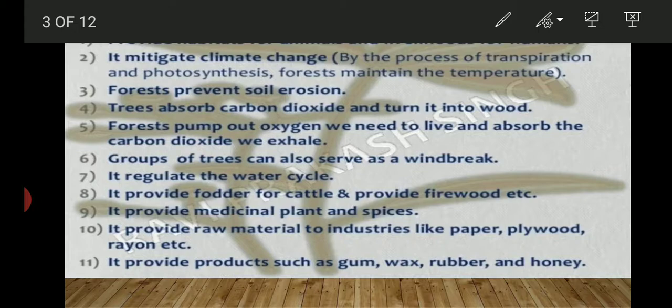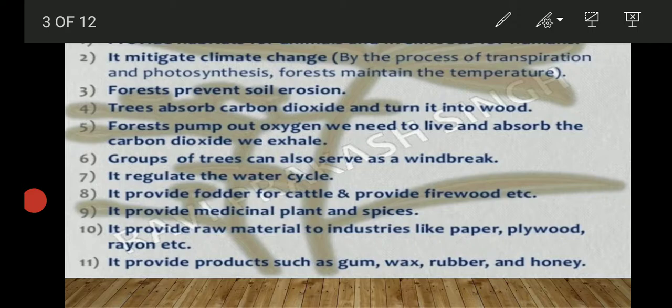Forests prevent soil erosion. The removal of the top fertile soil from a region by wind, rain or running water is called soil erosion, and we know that forests prevent soil erosion. The roots of the trees bind the soil and save it from being washed away by water or rain or blown away by the wind, and thus forests prevent soil erosion and help in the conservation of soil.